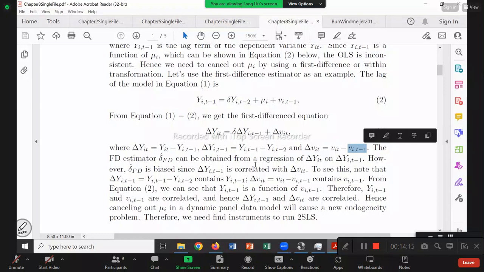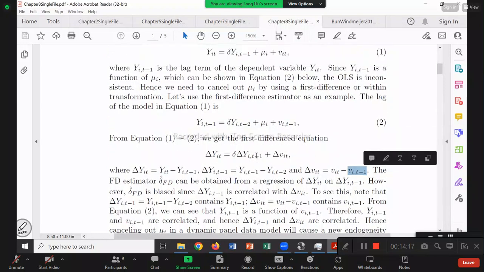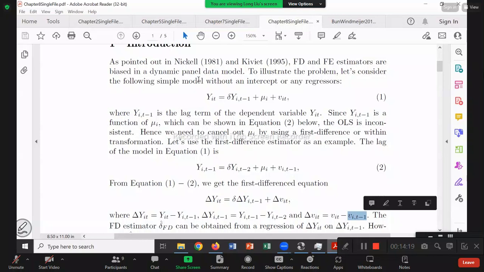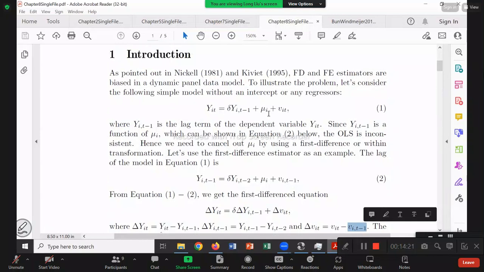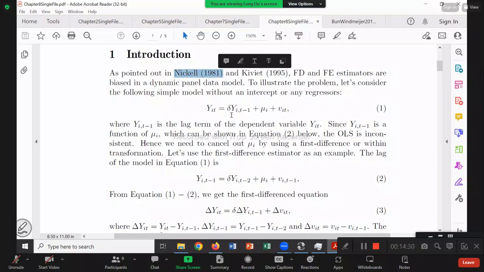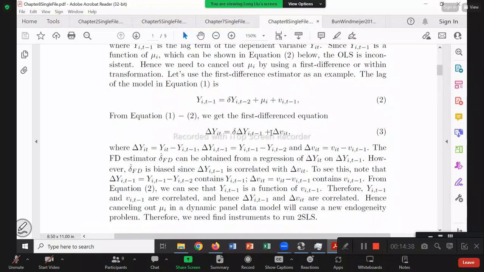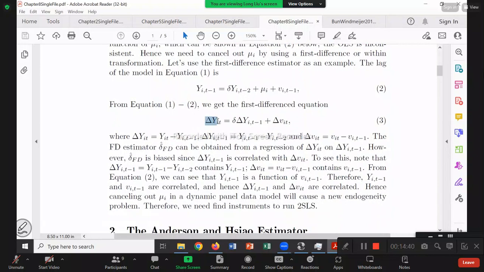But first of all, this problem was first studied and pointed out by Nickell 1981 and Kiviet 1995, especially the first paper, Nickell 81. So some textbooks call it the Nickell problem, and so on and so forth. So now we know you cannot run OLS on equation 3.